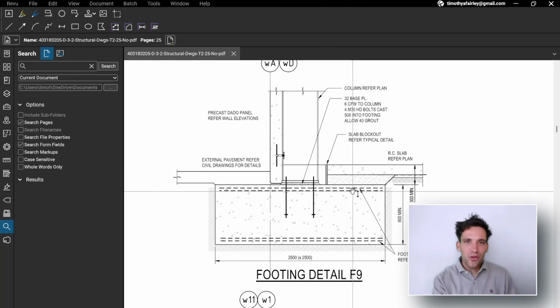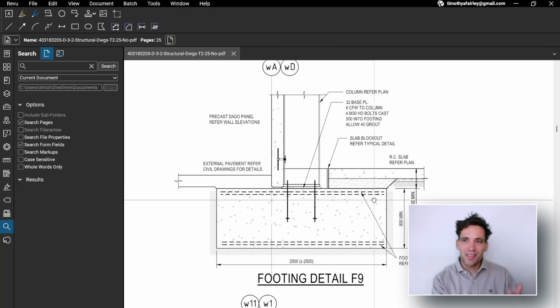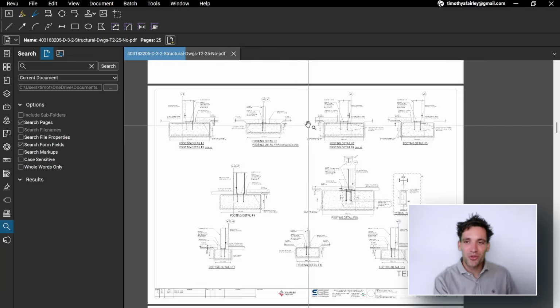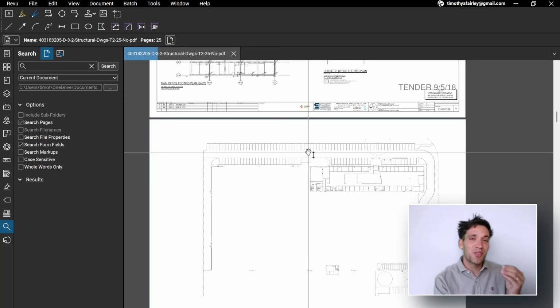I don't care how good you are at reading drawings, but if you open a set of plans and this is the first thing you're looking at, it's confusing. It's like opening a book and starting to read from the middle. So my first and most important principle of reading drawings is simply to read them in the correct order.